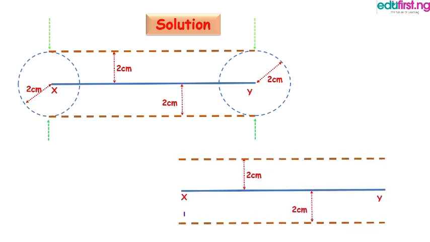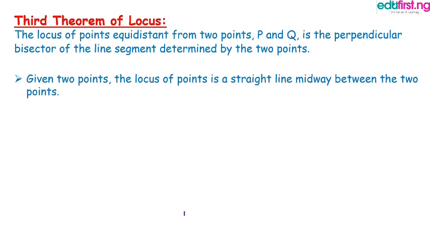All right, so let's see theorem 3. Theorem 3 says the locus of points equidistant from 2 points P and Q is the perpendicular bisector of the line segment determined by the 2 points. So what this is saying is that when you are given 2 points, remember the distance between 2 points is a straight line. In most cases, like in exam conditions, they might say given 2 points. It's the same thing as saying given a line.